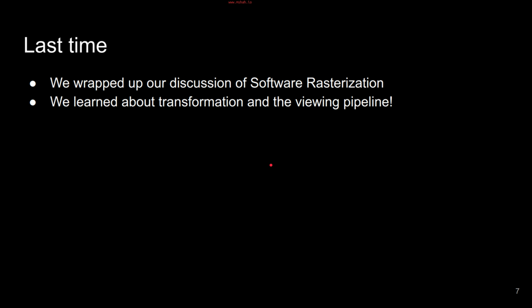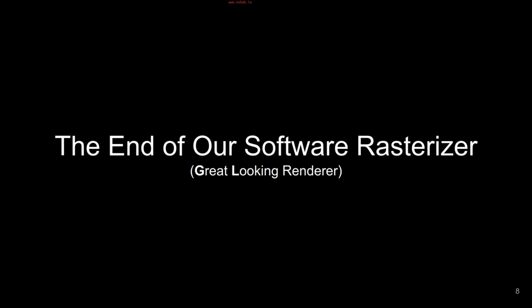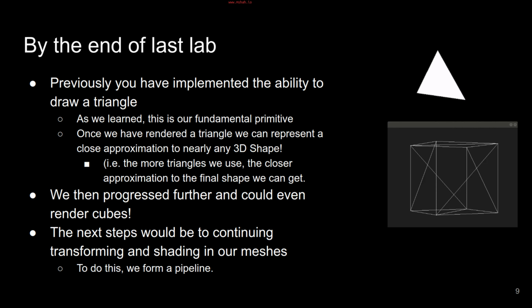So last time we wrapped up our discussion on software rasterization, but we were also looking at the transformation and viewing pipeline, talking a little bit more about various transformations that take place. That was last time, and we're going to move on from that, as I mentioned, and see the end of our software rasterizer, the great looking renderer. By the end of the last lab, or rather the assignment, you should have hopefully been seeing something like this, the spinning cube. You've still got a little bit of time to work on it as well.